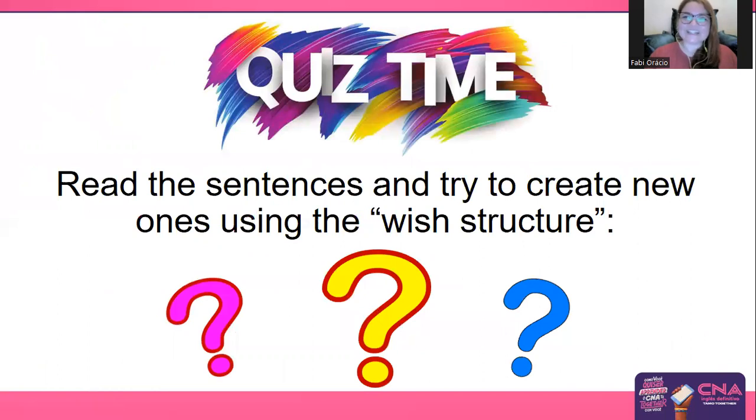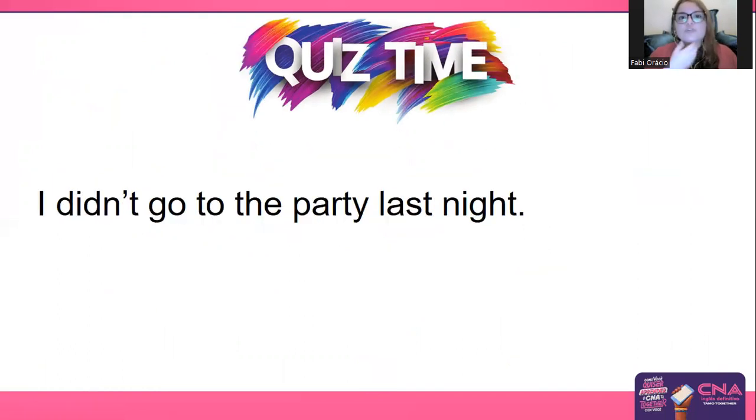And then again, the quiz. Read the sentences and try to create new ones using the wish structure. Here I'm going to show you a sentence like, I didn't go to the party last night. And you try to create one for me, a different one, using one of the wishes. Okay? Pause the video, read it, think about it. Maybe you try to write, and then you continue the video to check my answers. It doesn't mean that it needs to be exactly the same, but you have to use the same kind of wish, like wish plus simple past or wish plus past perfect. Okay, so let's do it.